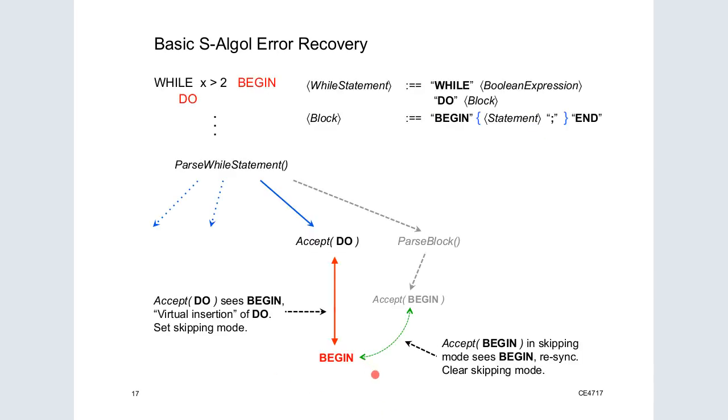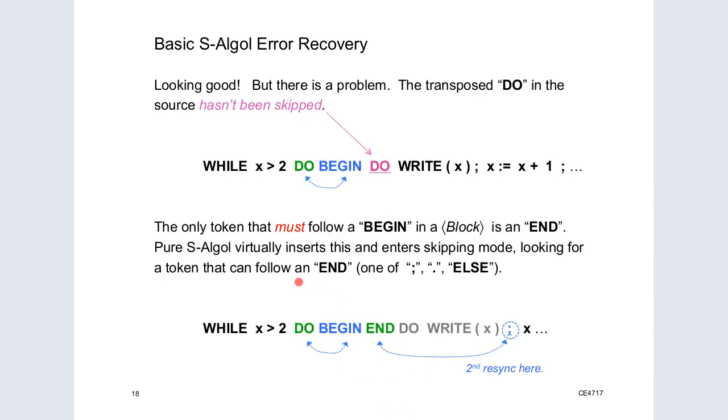And you may remember I said that there can be problems with transposed symbols. So we run down through this. We're running through parse while statement. We see the expect do, sees a begin, okay, throws an error message, and then sets skipping mode, comes back up, okay, comes down here, parse block is called. Parse block sees the expect begin, which is here, and it clears the skipping mode, and it looks as if everything's worked really well, okay?